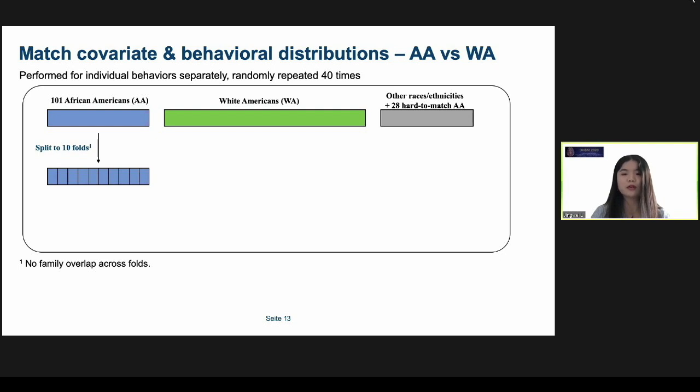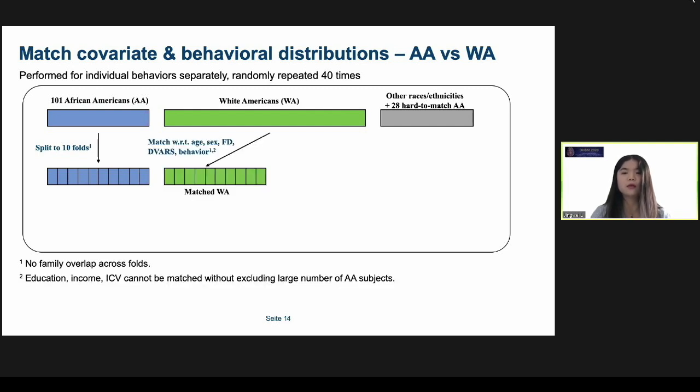First, we split the African Americans randomly into 10 folds, and the subjects in the same family did not appear in different folds. Then we also randomly split the same number of white Americans and did Hungarian matching with African Americans based on age, sex, motion, and behavior scores. After 10,000 iterations, we selected the iteration with the lowest matching cost.